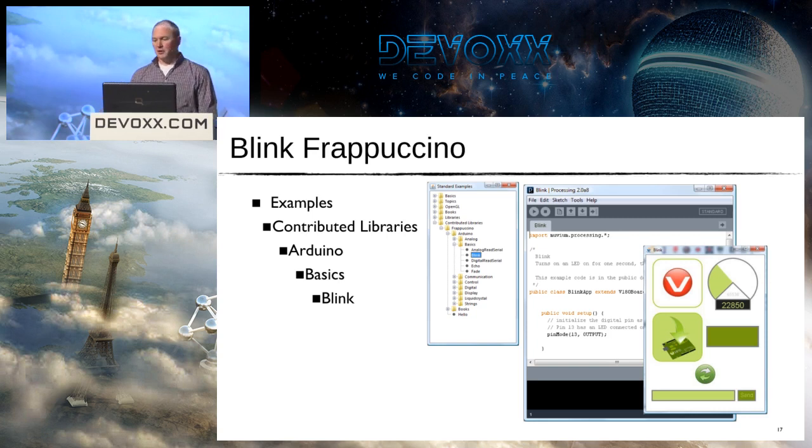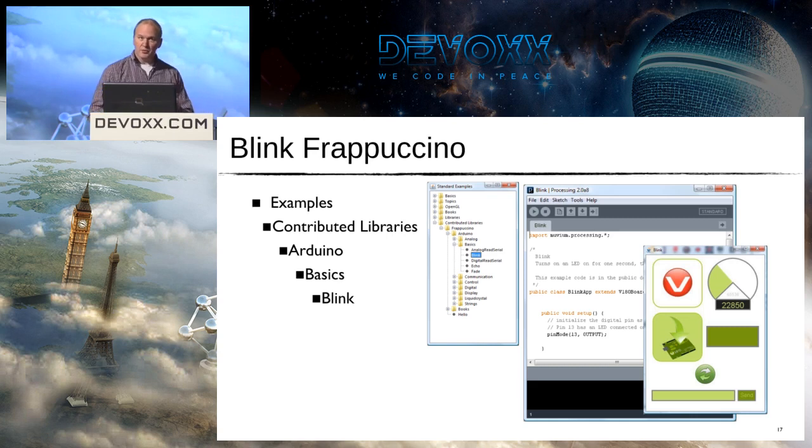So what does Blink look like in Frappuccino? I have a bunch of demos here, but I'm being a bit safe by just going through the presentation first. If I have time, I'll come back and do some of these demos. But it works pretty much the same way. The Processing template system has a built-in library manager, so when you install the template and the library, we'll also install the examples.